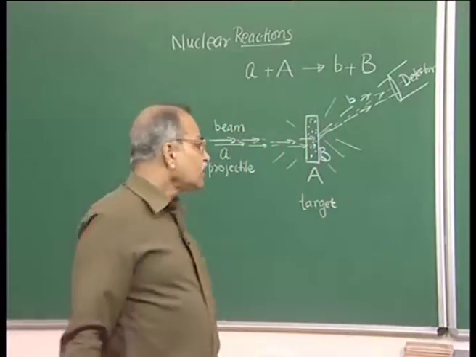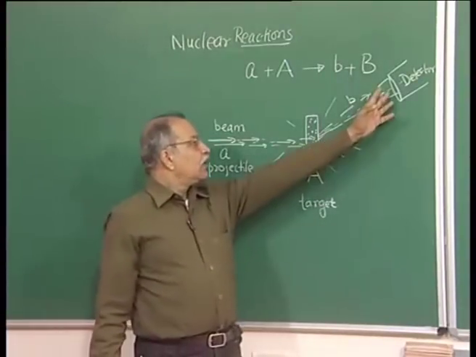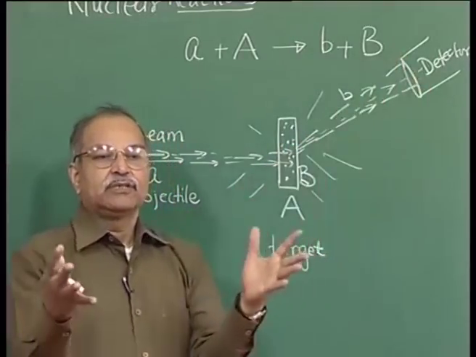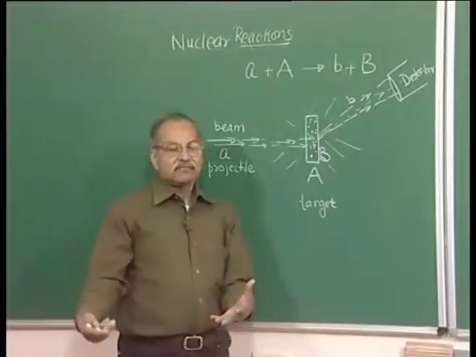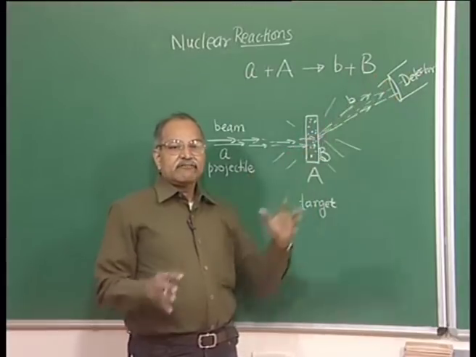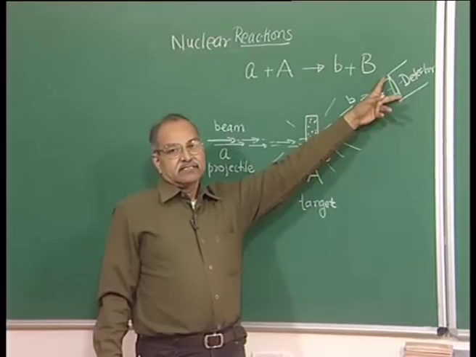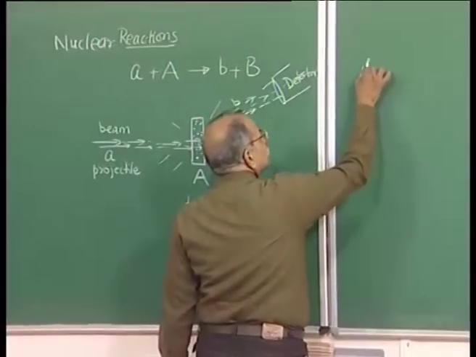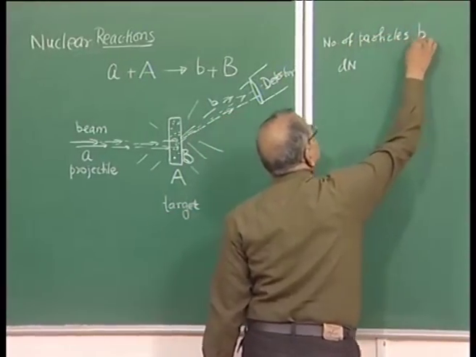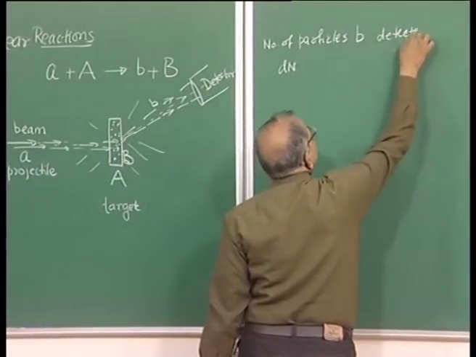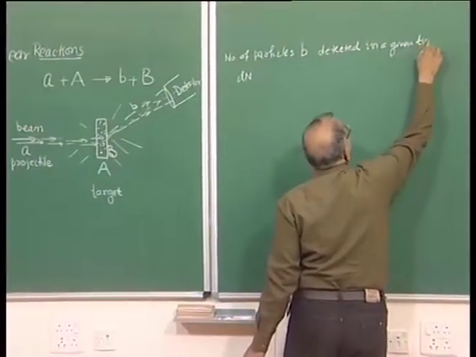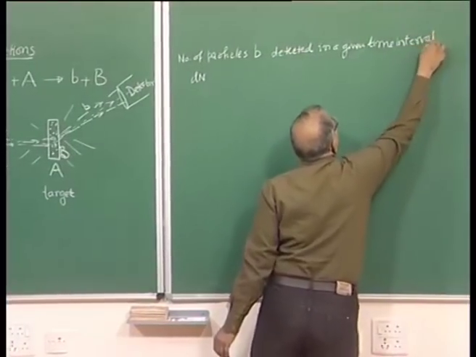So, what is that cross section? If I look at this geometry and see how many particles we are detecting here per unit time, whatever unit of time we select, maybe the whole duration of the experiment. Suppose the experiment is done for 5 minutes, the beam is on and the particles are hitting this target, and these particles are getting detected here. So, in that 5 minutes, how many particles have I detected? That number, if I call it dN, is the number of particles b detected, detected meaning in this detector in a given time interval.